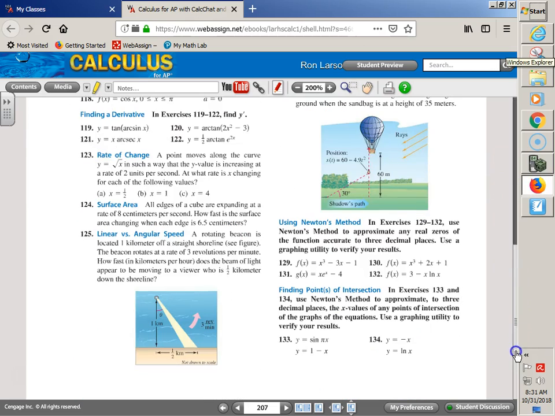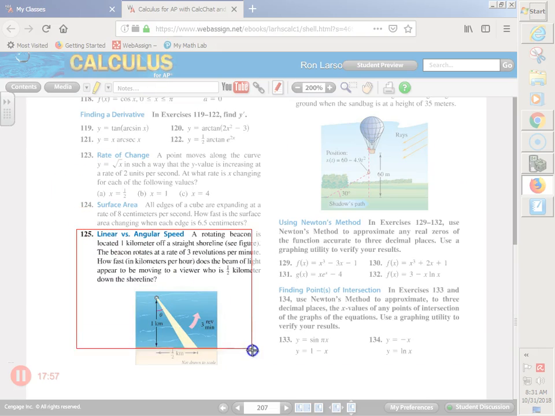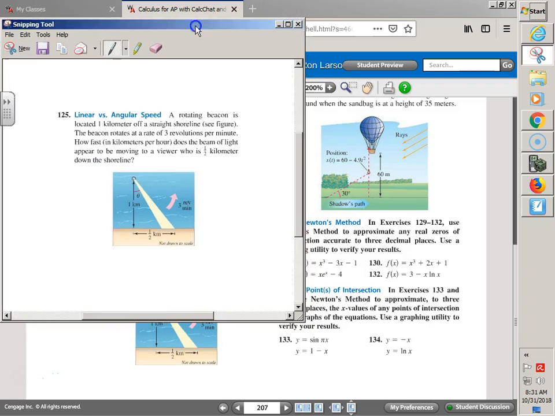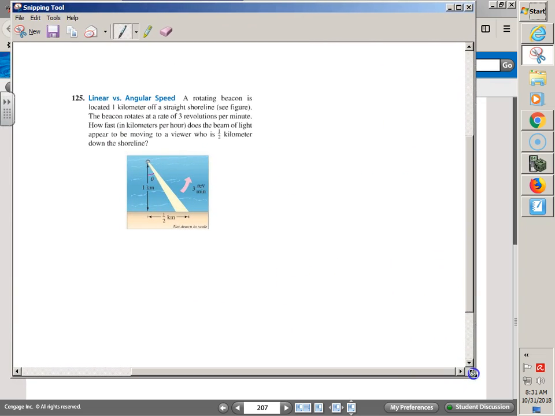You guys have that one too? I'll set it up. Is that okay? For 125? Linear versus angular speed, a rotating beacon. Okay, so he's rotating up 1 kilometer off a shoreline. The nice thing is they gave a picture, and I see a right triangle, don't you? How fast in kilometers per hour does the beam of light appear to be moving? It's 1/2 kilometer down the shoreline.